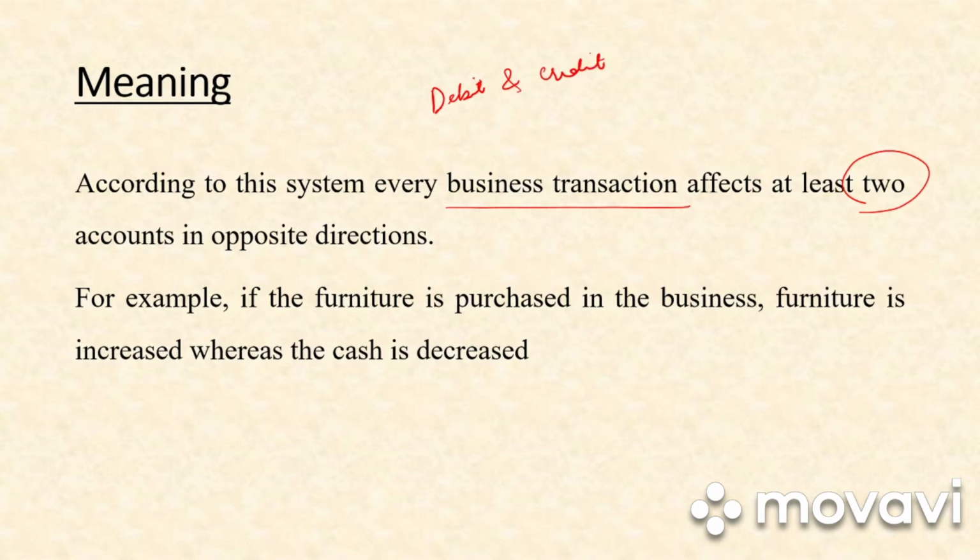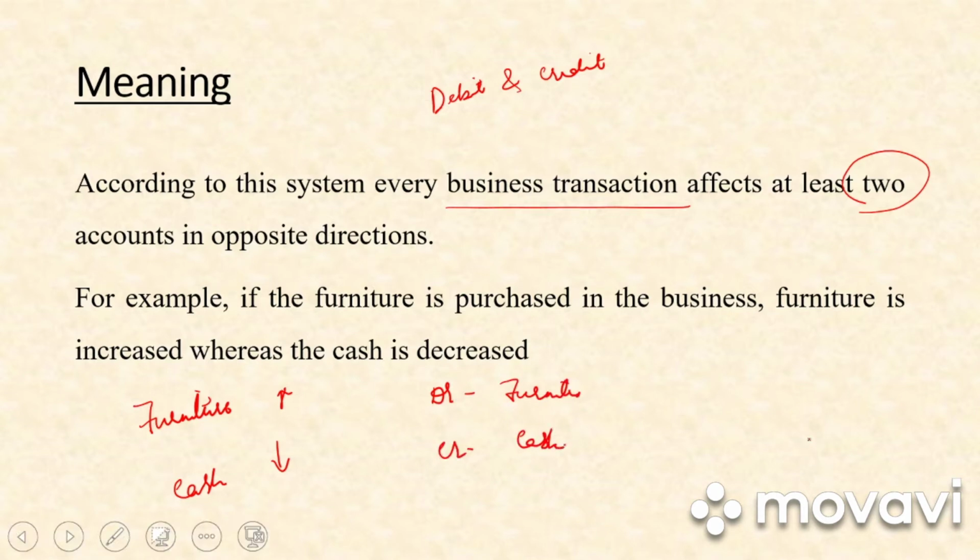So for example, if the furniture is purchased in business, what will happen? The furniture has increased, but to buy the furniture, what have we paid? Cash. So our cash will decrease. So debit furniture and credit cash. So every business transaction will have two accounts in opposite direction.